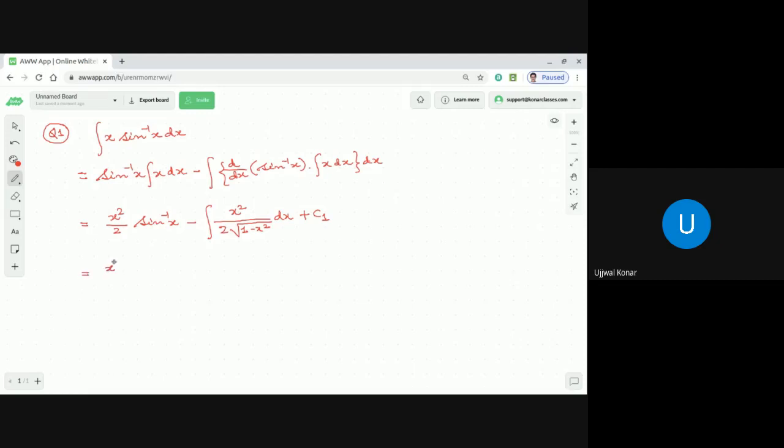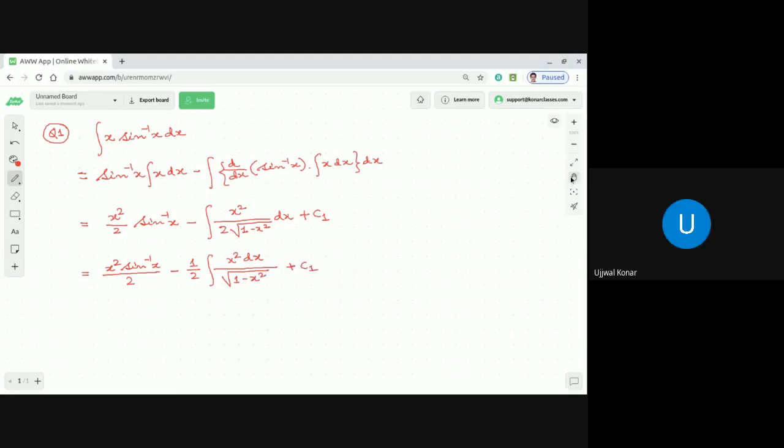So x square by 2 into 1 over square root of 1 minus x square dx, plus c1. So then what we get is x square by 2, x square into sine inverse x by 2, minus 1 by 2 integration x square dx divided by square root of 1 minus x square, plus c1.